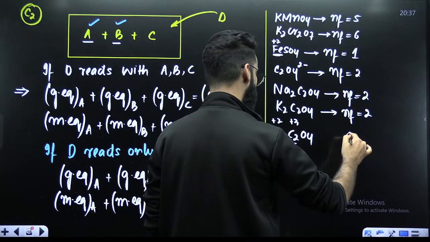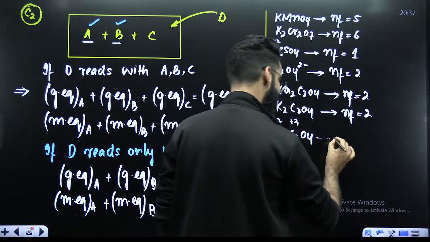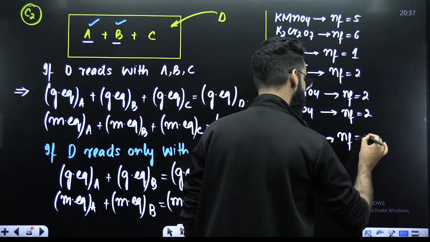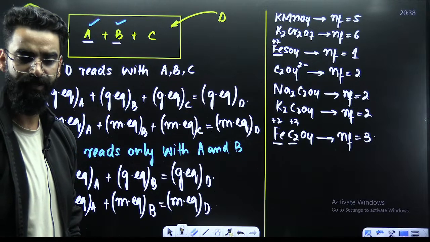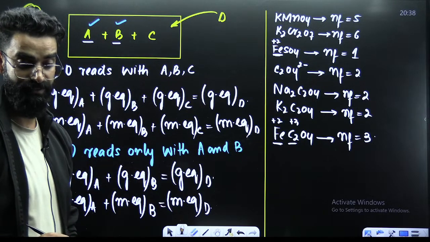And in the last session, I've told you how we calculate this n factor. It has to be n1 plus n2. And finally, it comes out to be 3. So remember it directly, it's 3. We have discussed it.